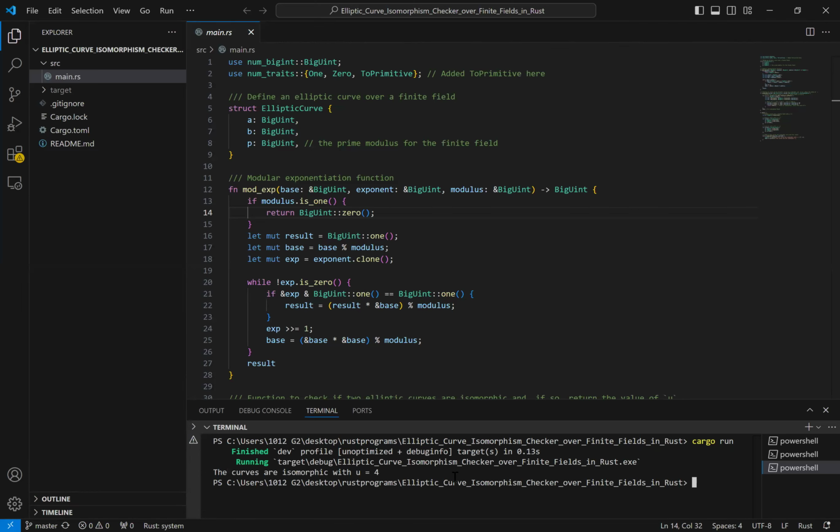After running, it says that the curves are isomorphic, and of course, it gives us our u. It tells us that u is 4. So that means it has gone through all the process. It's doing the same process we used, where it tries u as 0, tries u to be 1, tries u to be 4, and so on up to u being p minus 1. And then it checks the two conditions, if they're met. So this is how it does it.